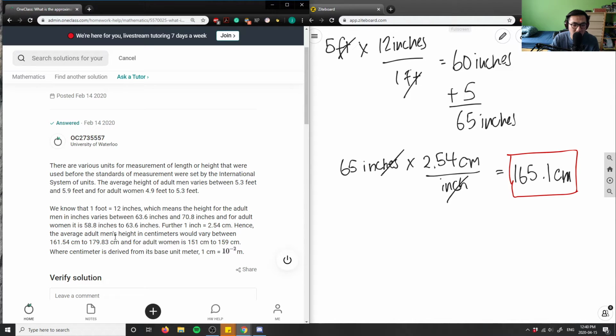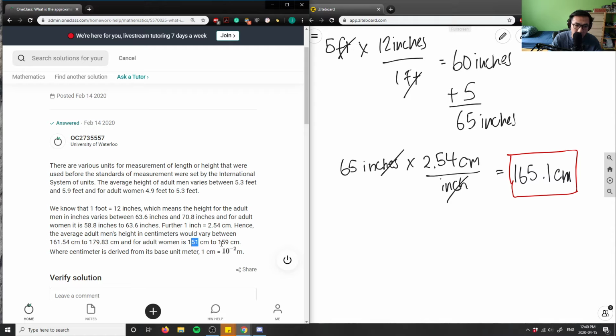Hence the average adult. So they did the conversion right here between 63.6 and 70.8. I chose 65 in there. So the average adult men's height in centimeters would vary between these two, and I put 165 at the higher end, so at 5.5, where centimeter is derived from the basic unit meter. So that's good. Again, this here would be a correct answer.